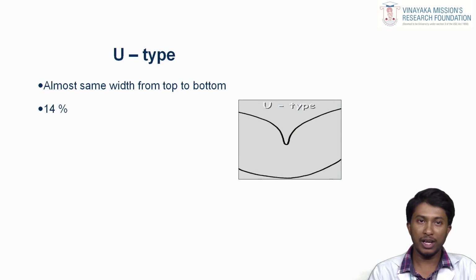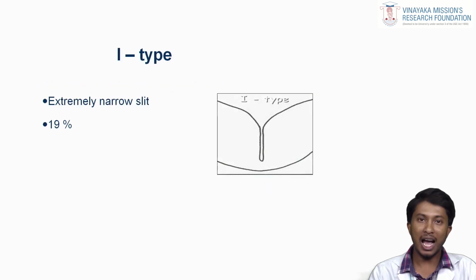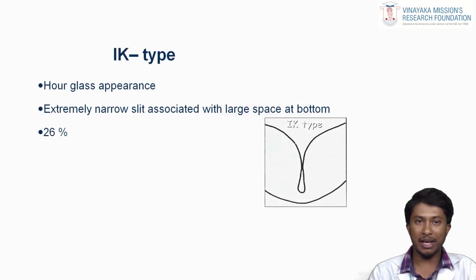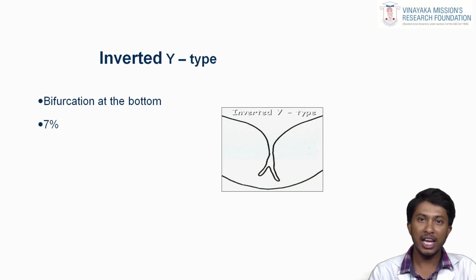Next is U type. It has almost the same width from top to bottom. Nearly 14% of pit and fissures are U type. Next is I type, which is an extremely narrow slit. Nearly 19% of pit and fissures are I type. Next is IK type. It usually has an hourglass appearance, an extremely narrow slit associated with a large space at the bottom. Nearly 26% of pit and fissures are IK type. Next is inverted Y type. It has a bifurcation at the bottom area, and nearly 7% of pit and fissures are inverted Y type.